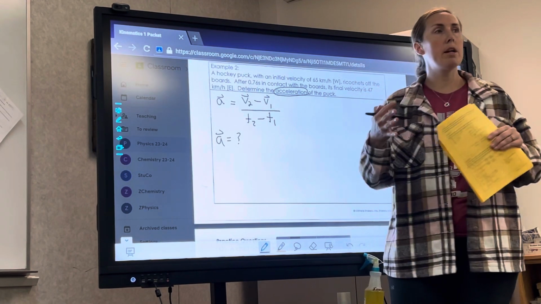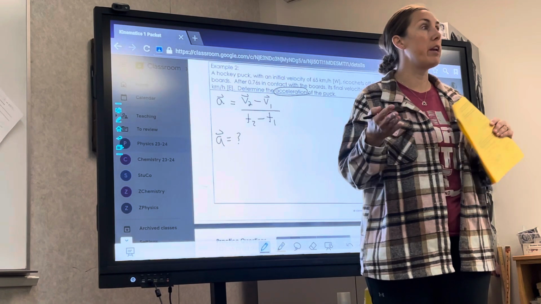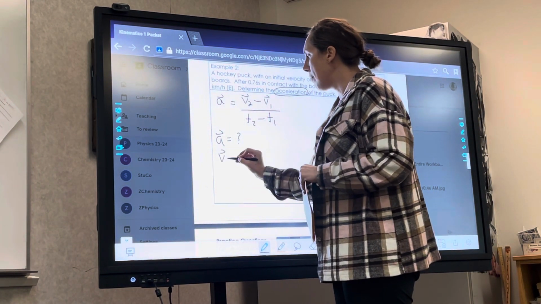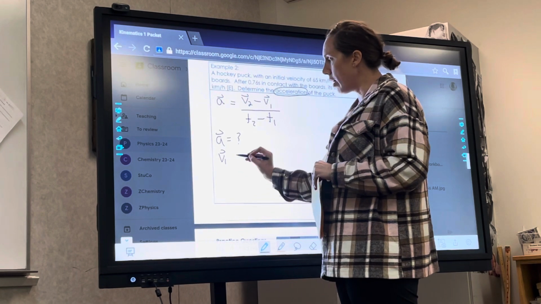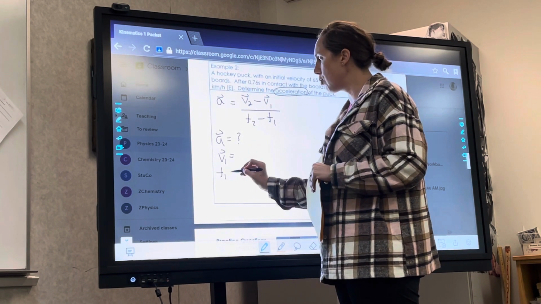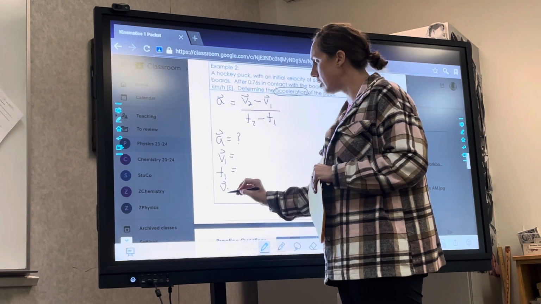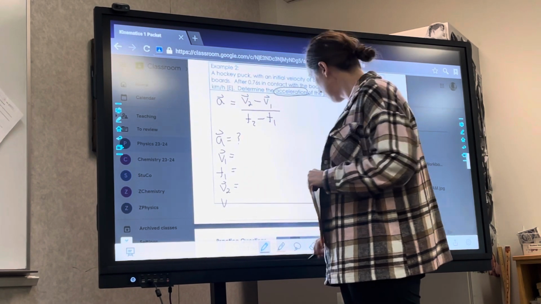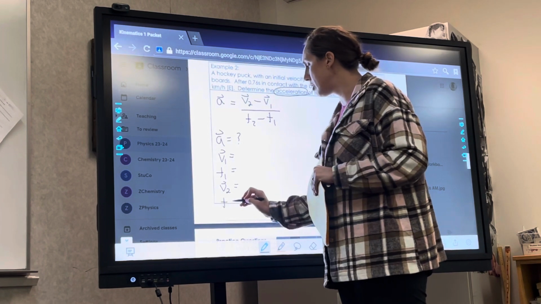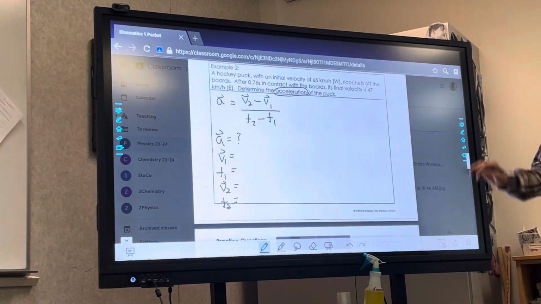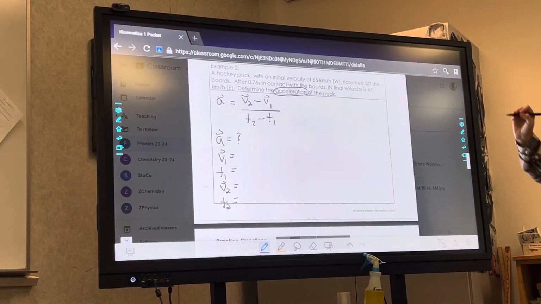This is how I do it to keep my numbers straight. The first number you should always get is your initial point, so put your velocity 1 first, time 1, so our first point, then our velocity 2 and our time 2, okay?